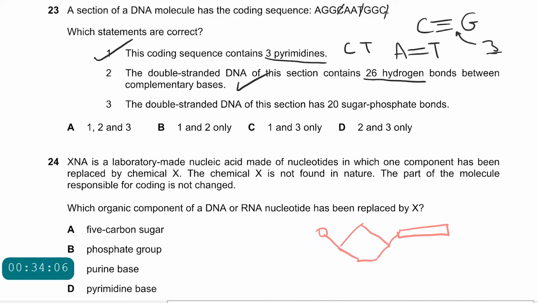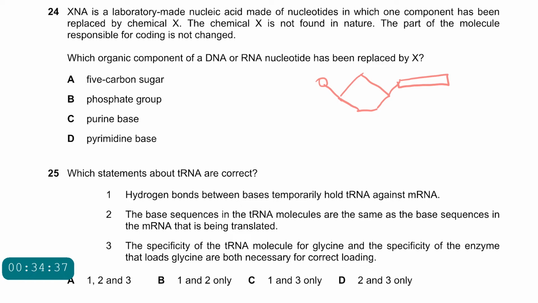If you count the number of bonds formed, you're going to find it's going to be 26 hydrogen bonds. Therefore, it is correct. Number 3. The double-stranded DNA of this section has 20 sugar phosphate bonds. This is incorrect because if we count here, 1, 2, 3, 4, 5, 6, 7, 8, 9, and the other strand is also going to have 9, therefore it's going to be 18, not 20. Therefore, this is incorrect. Therefore, the answer is going to be B.